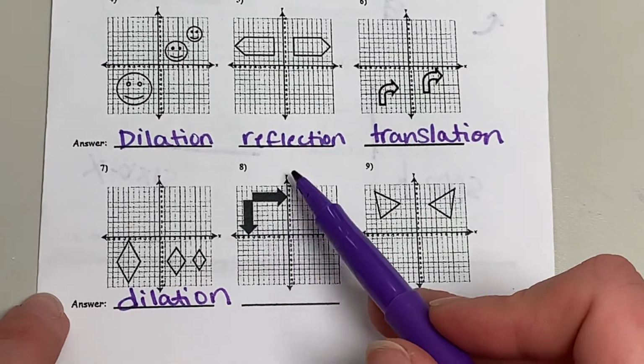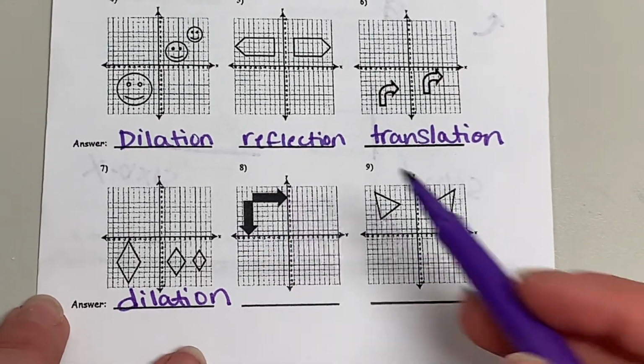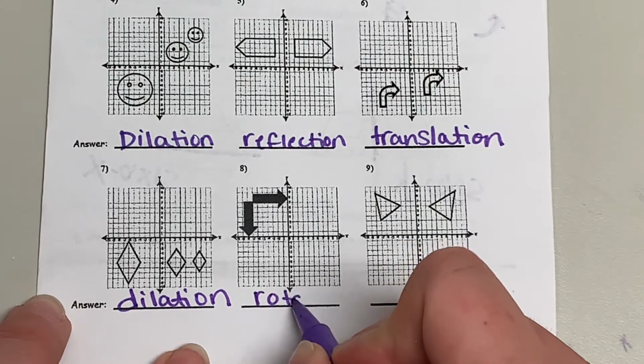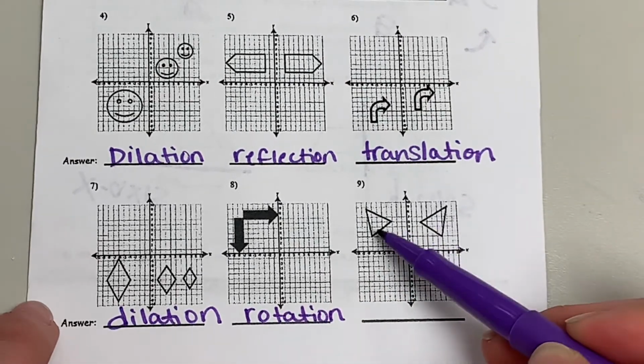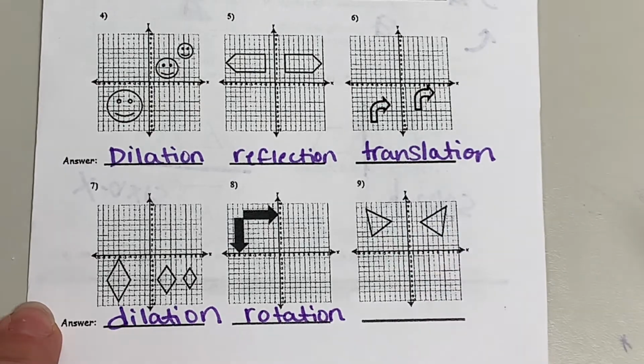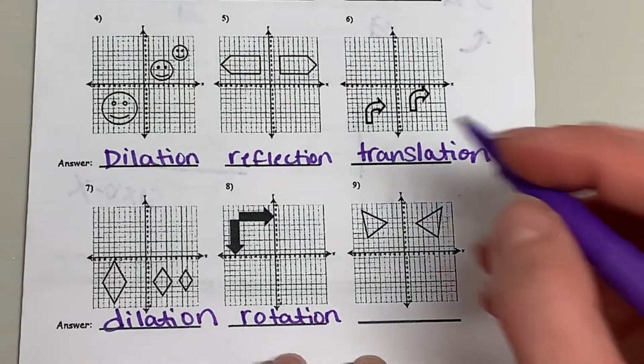These arrows, they're turning, so that's a rotation. And here we have a reflection.